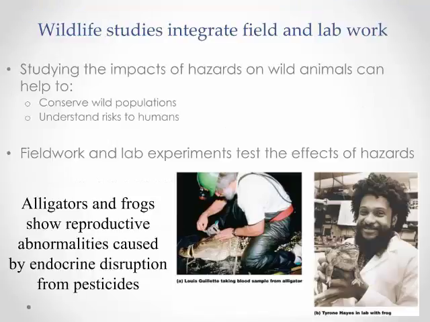Environmental toxicologists seek to understand the effects of toxicants and toxins on organisms in their natural environment. The efforts of these scientists can help conserve wild populations and shed light on the risks certain compounds pose to human health. Both fieldwork and lab studies are used in environmental toxicology and wildlife studies.